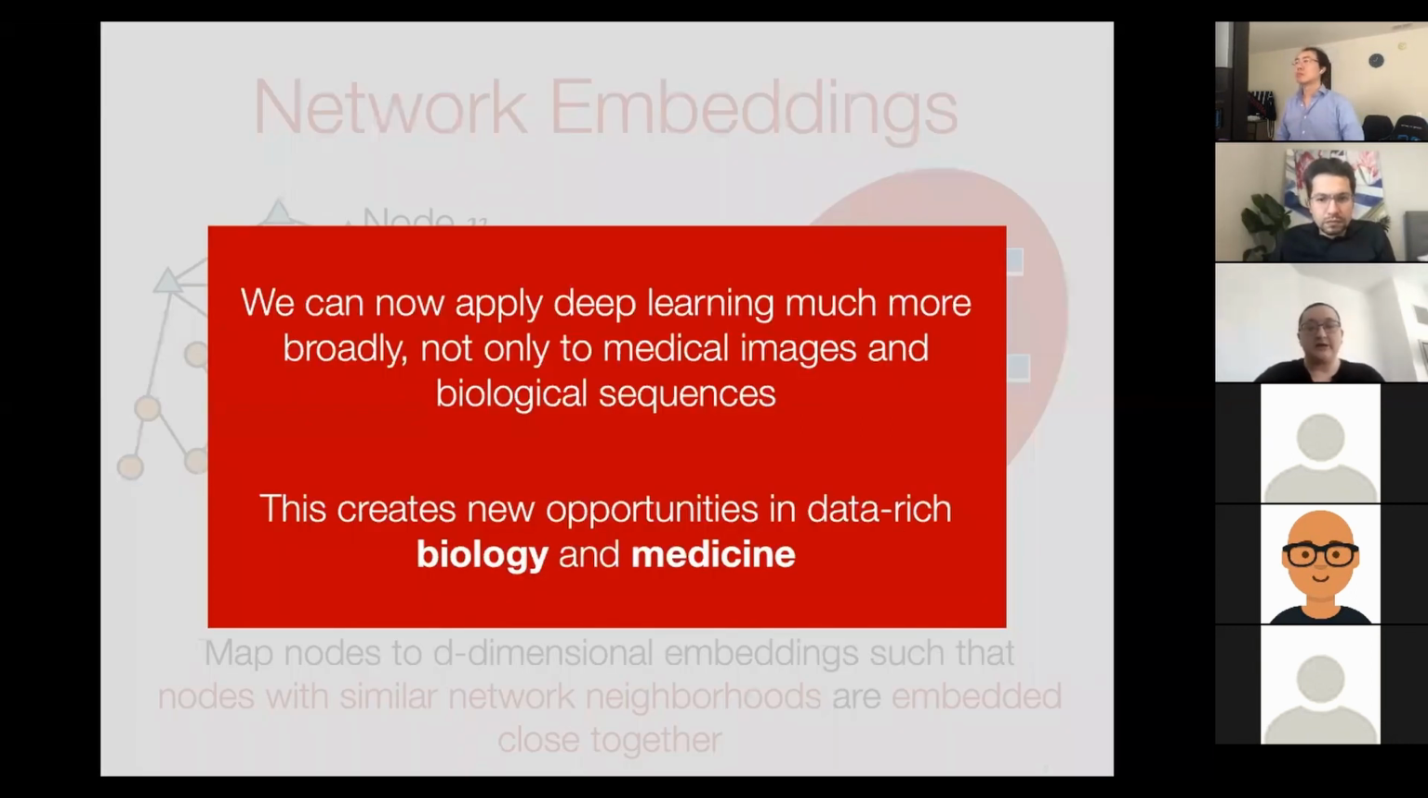Okay, so graph neural networks, to put them into perspective, are complementary to two other classes of very powerful neural networks, and those are various variants of convolutional neural networks for images and recurrent neural networks and LSTM variants for sequences and for language, sequential data. So what graph neural networks allow us is that we can now apply deep learning much more broadly, not only to image data, not only to sequence data, but to any graph or network in the biomedical domain. And so this creates lots of new opportunities in biology and medicine.